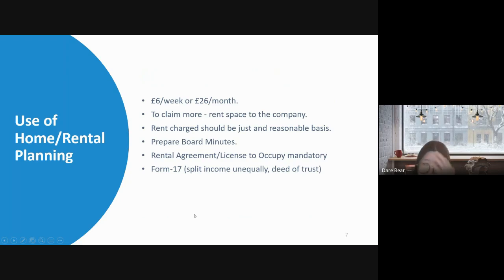And also, if you have some rental income and you want to split it between you and your spouse, you can use Form 17 to split the income based on the percentage you and your spouse really want.